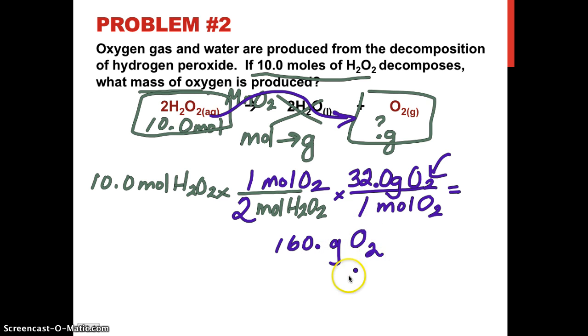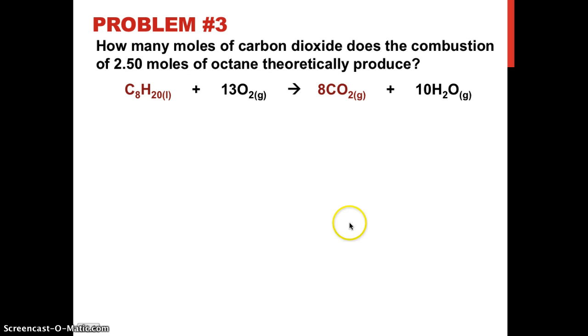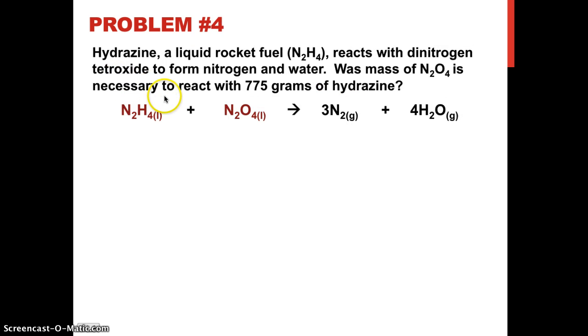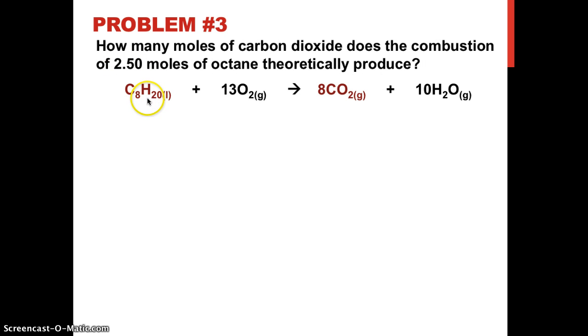Okay, now the next problem, problem number 3. I'm taking octane. Octane is my hydrocarbon. It's right here. And I have 2.50 moles of octane. It's right up above, moles of octane. There we go. And I want to know how many moles of carbon dioxide are formed. So I'm going to put my question mark grams right here.